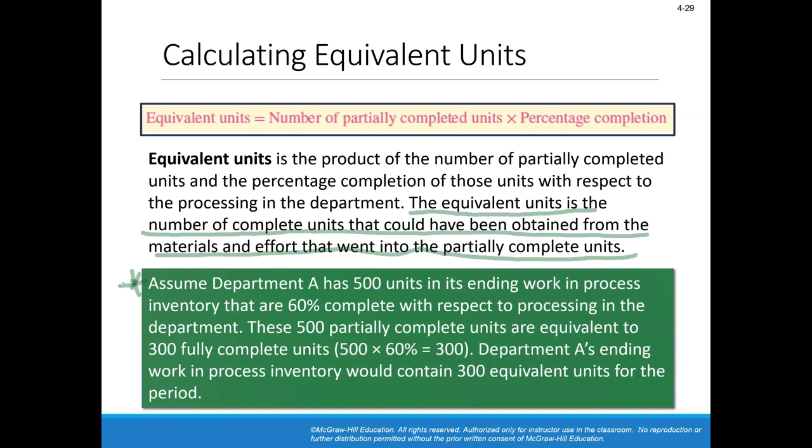So these 500 partially completed units are equivalent to 300. And they just multiplied. It's 500 times the 60% to get the 300. So Department A's ending work in process inventory would contain 300 equivalent units for the period. So we're calculating it out so that we know what our ending inventory is, okay? So we have 500 units, 60% complete, we multiply, we get 300, and so that becomes the work in process inventory at the end of the period. 300 equivalent units.